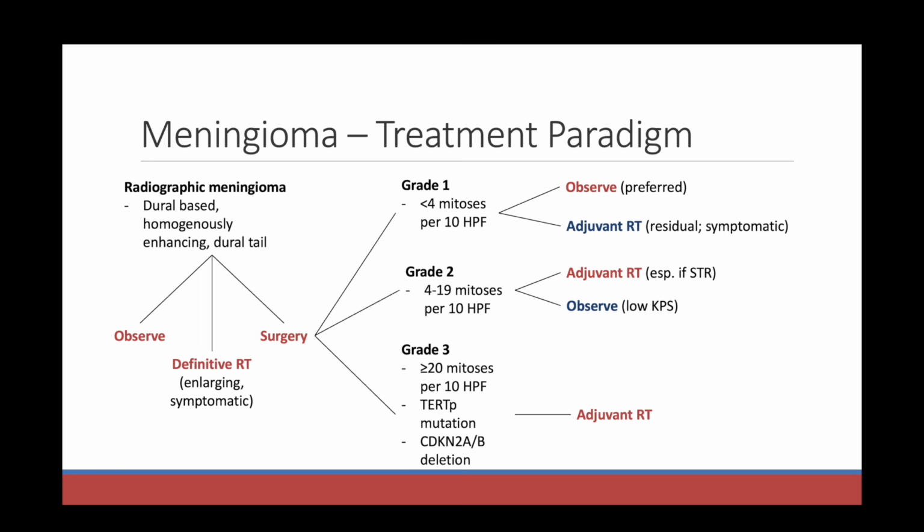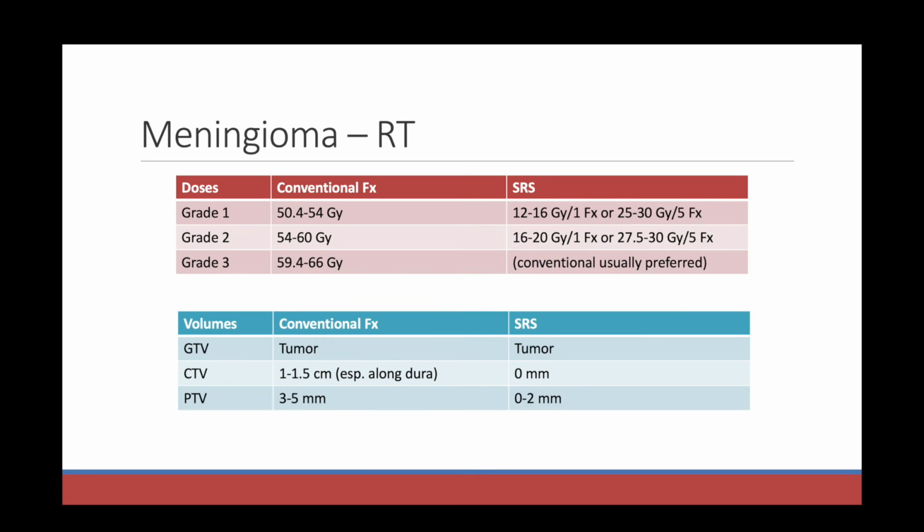Grade 2 usually give adjuvant radiation unless they're very frail. And then grade 3, we always think about adjuvant radiation because those are very aggressive. And although meningiomas are benign, the grade 3 behave almost malignant. As far as the dosing for radiation, meningiomas can be treated either with conventionally fractionated radiation or with stereotactic radiosurgery.